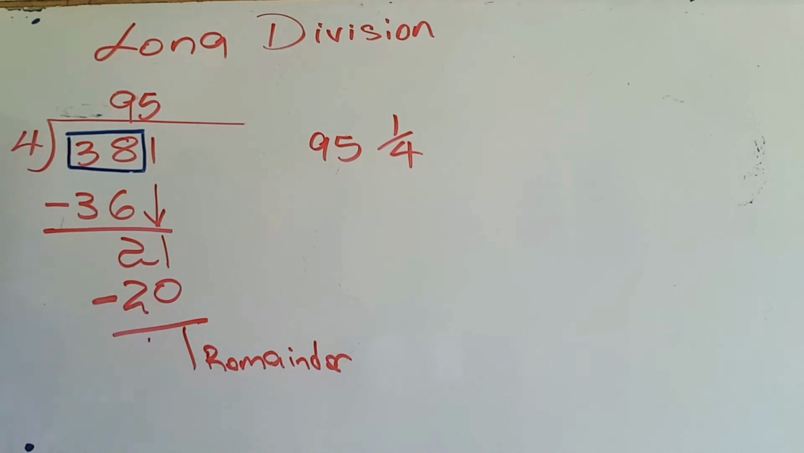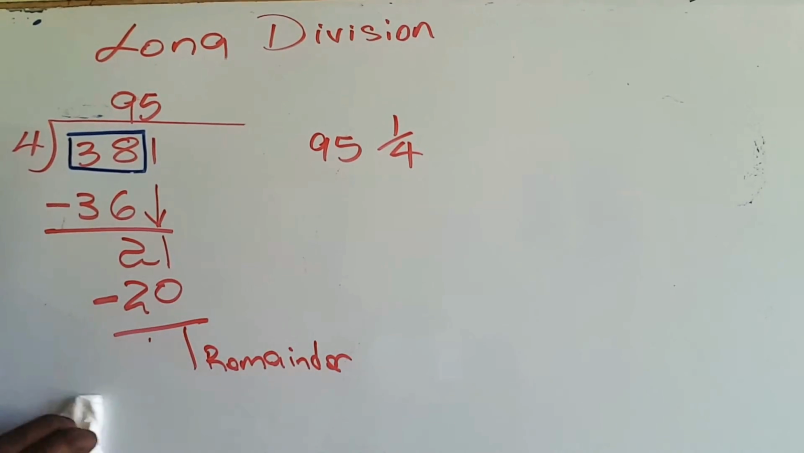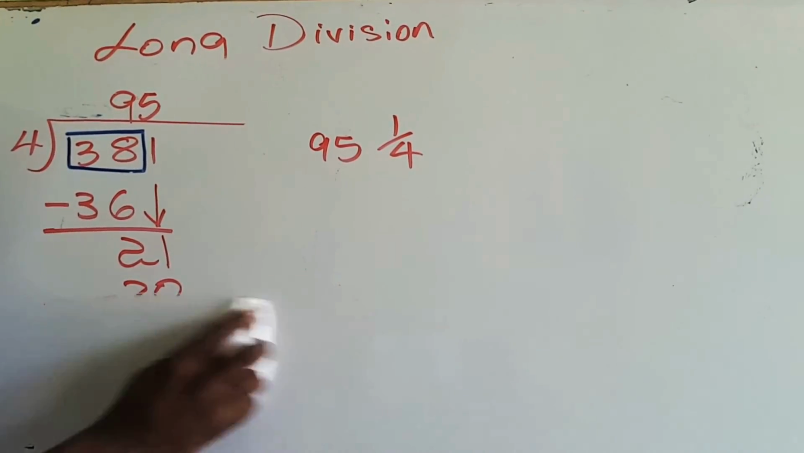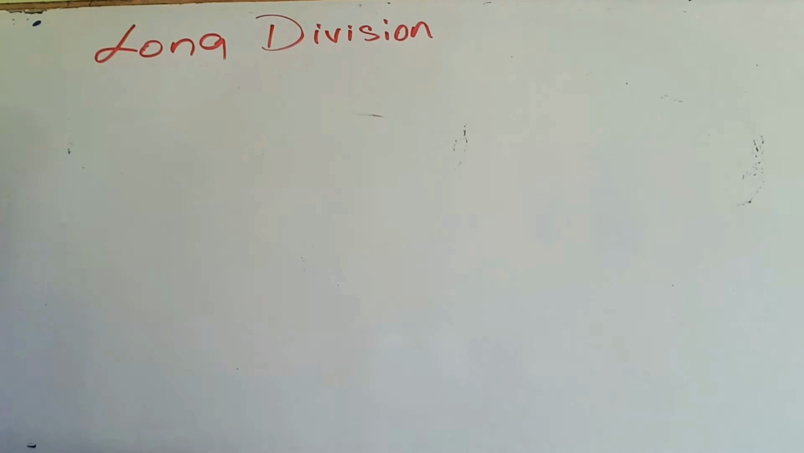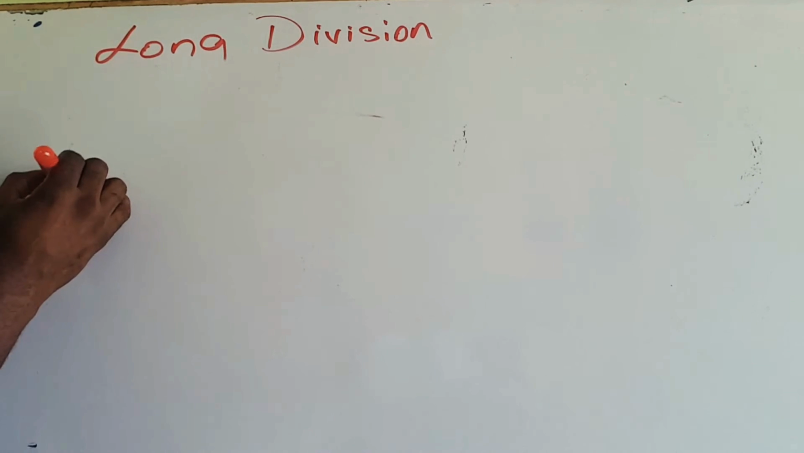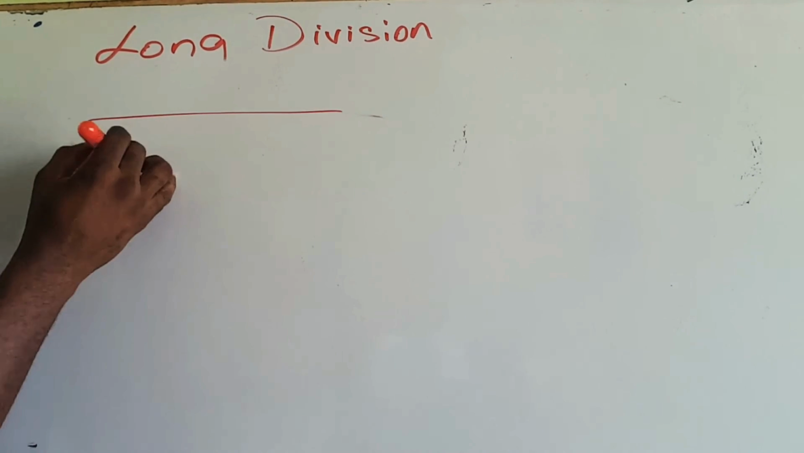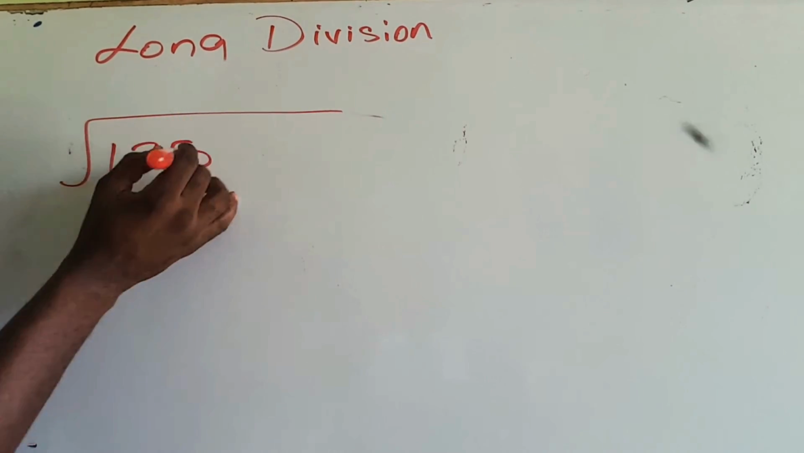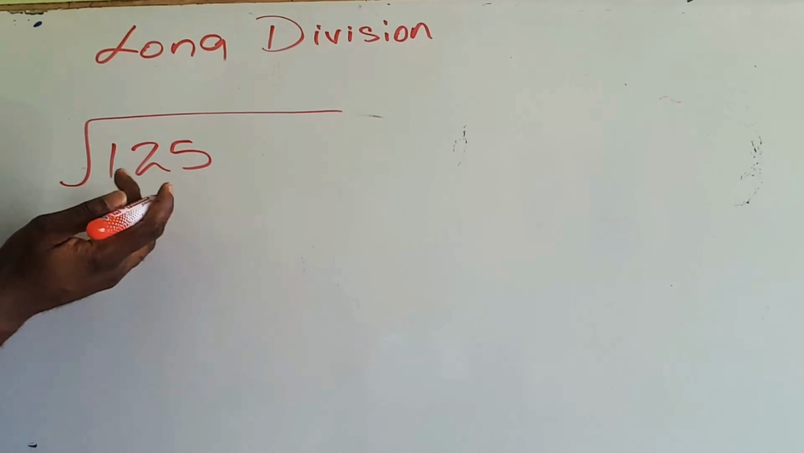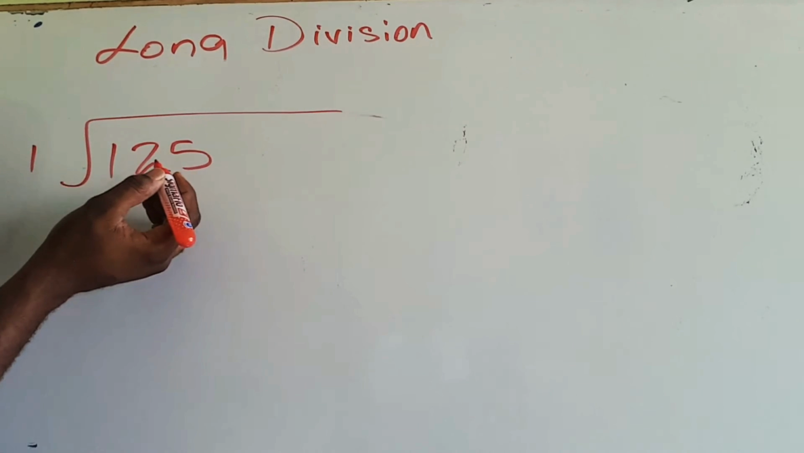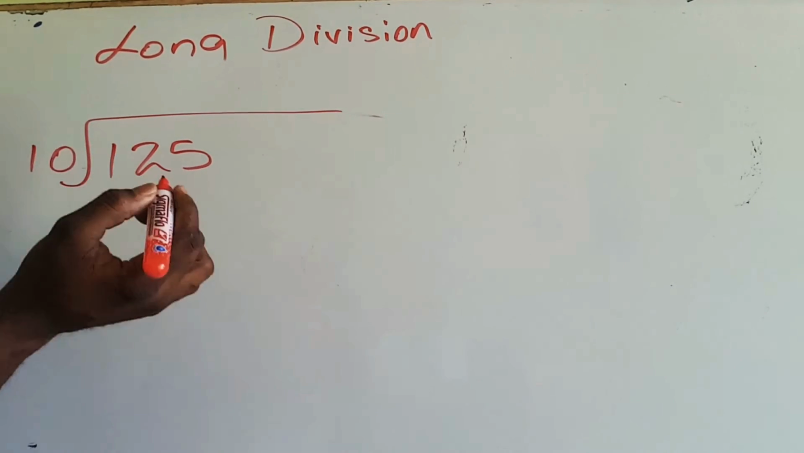So that's us dividing by 1 digit. Let us try some 2 digits quickly. Let's try a quick 2-digit number as quickly as we can. All right, so let us say we're dividing 125 by, say, 10. I don't know. All right, let's say we're dividing this by 10.